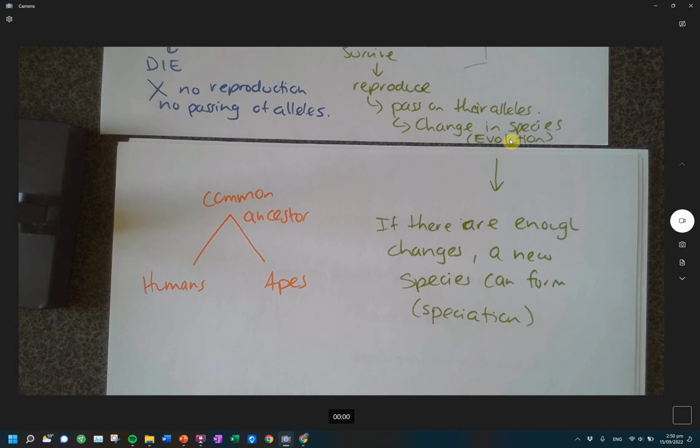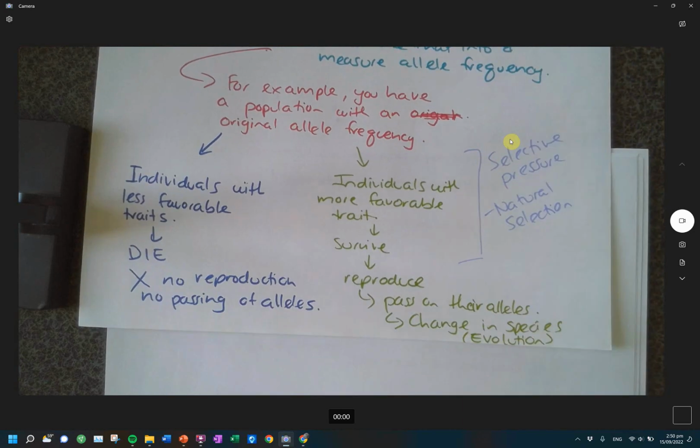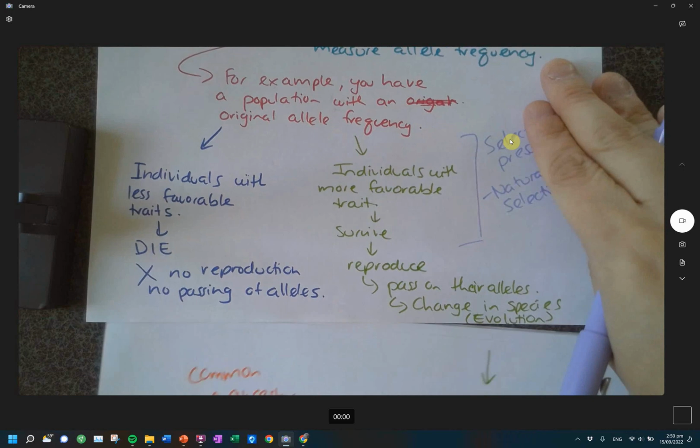Are we good with that? All right. There's another type of selective pressure, because we humans are so clever, and that is artificial selection.